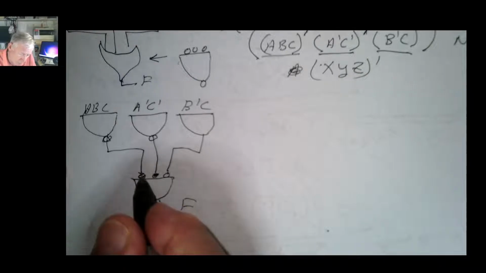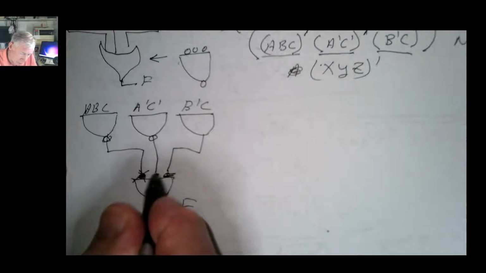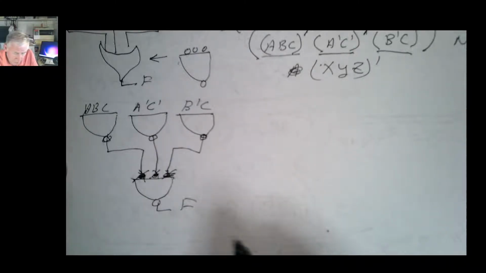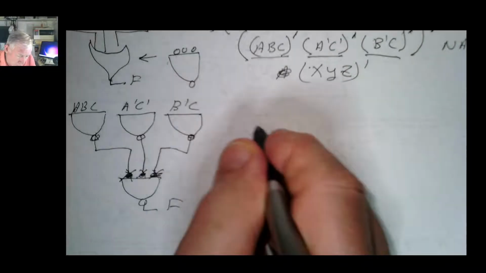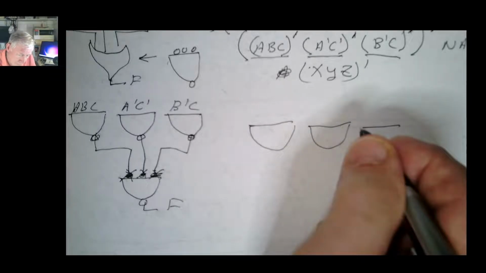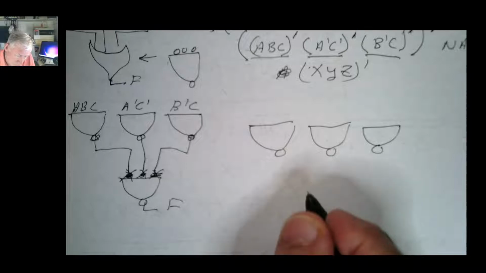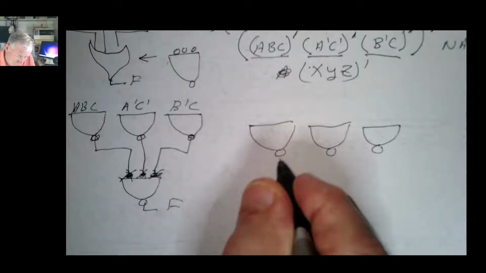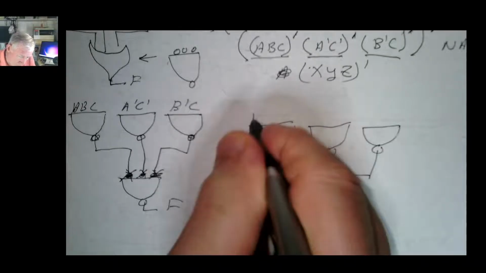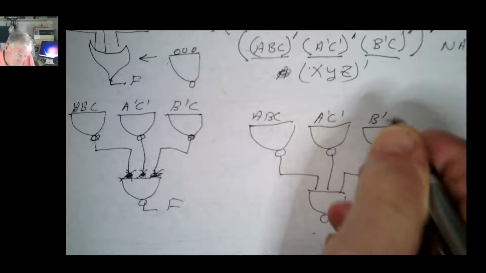And then we get rid of the bubbles down here. And then I'm going to get rid of these. I'm going to cross out all these bubbles and slide them. And I'm going to leave this one alone. Now, if I redraw it, and this is again A, B, C, A prime, C prime, B prime, C.